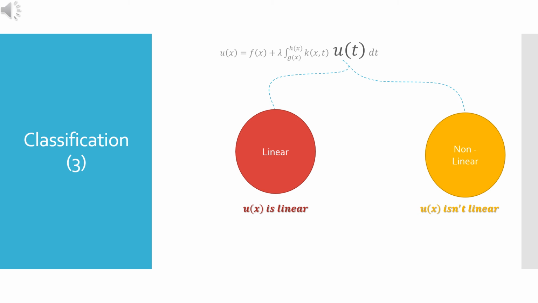Classification number 3 discusses the linearity of the integral equation. I look at the u(t), which is the unknown of the integral equation, which is inside the integral sign. If it's linear, then you call the integral equation a linear integral equation. If u(t) is not linear, then you call the integral equation a nonlinear integral equation.